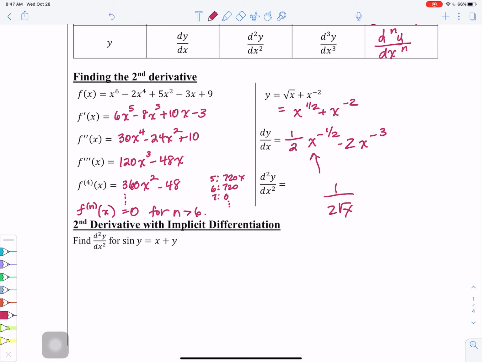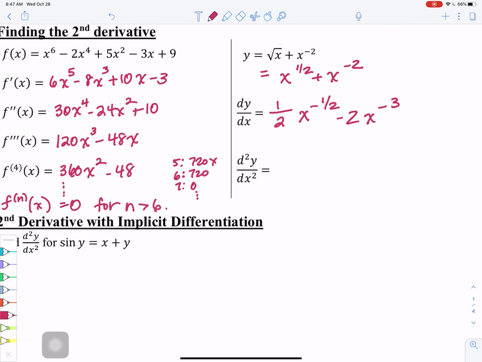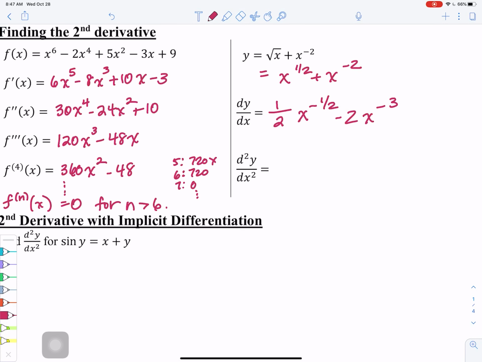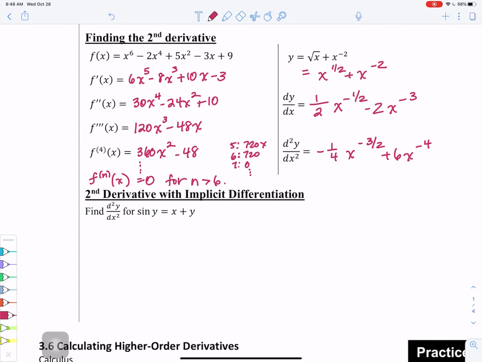Because we're continuing taking the derivative, and we like this form. We like these x to powers, whether they're positive or negative form. Okay, let's keep going. 1/4 x^(-3/2) plus 6x^(-4). Now this will not differentiate to 0 eventually. Okay, so that's pretty cool.